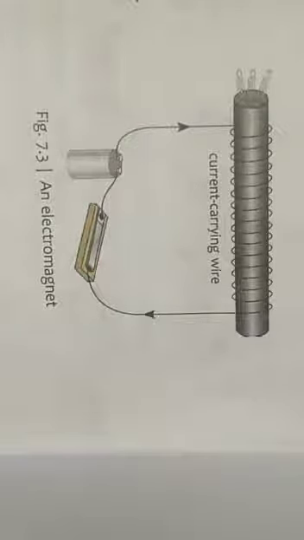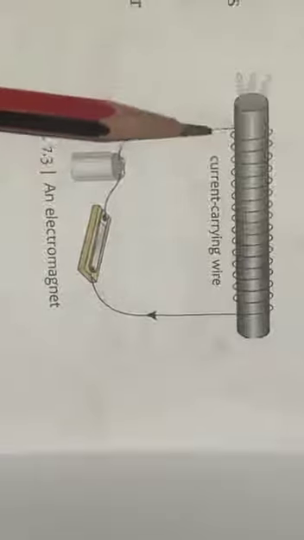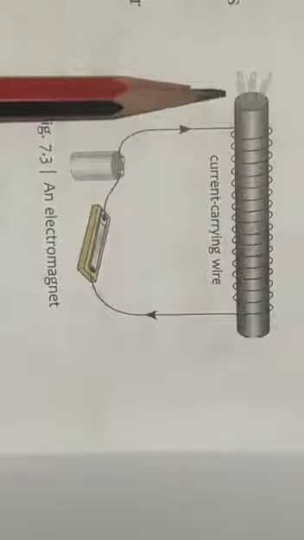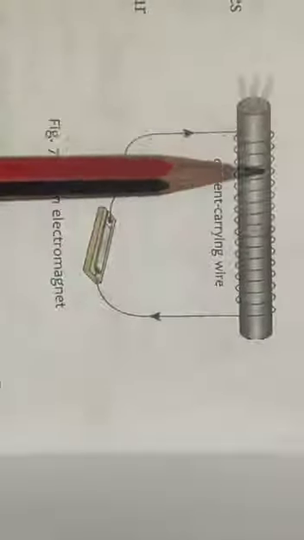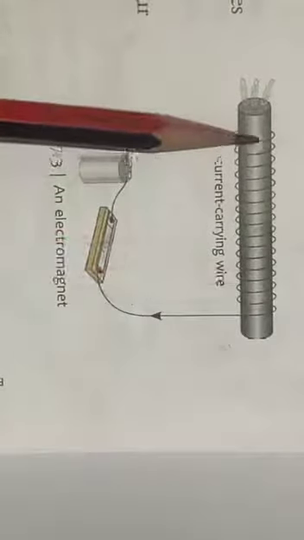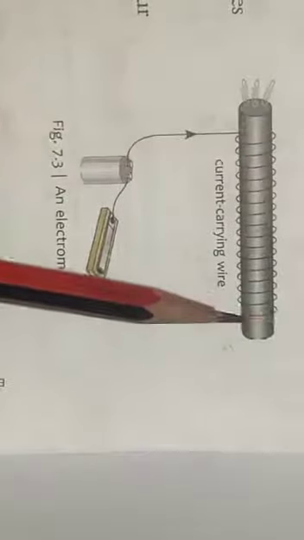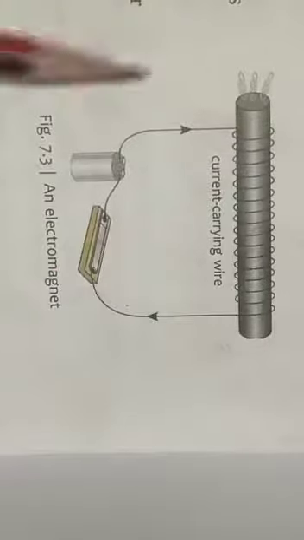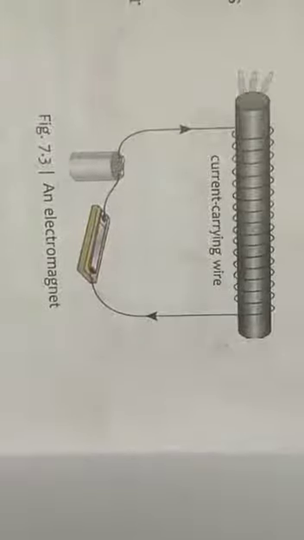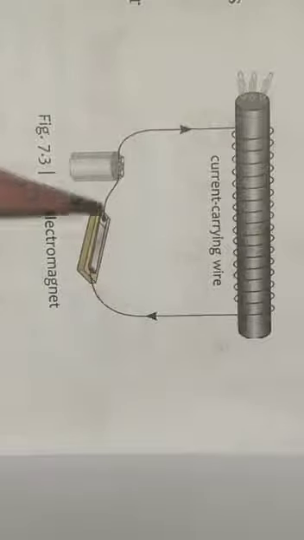Here in this diagram you can see a soft iron core, and an insulated copper wire is wound around this soft iron core. When electric current is passed through this coil of insulated wire wound around the soft iron core, then this soft iron core behaves like a magnet.